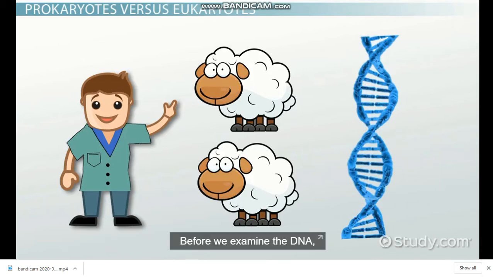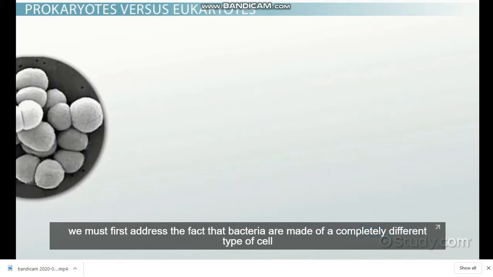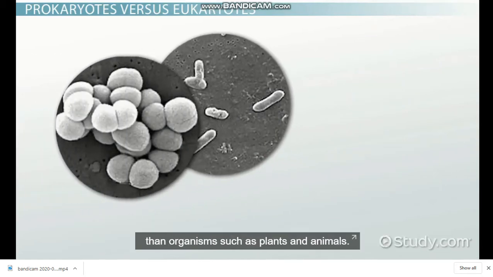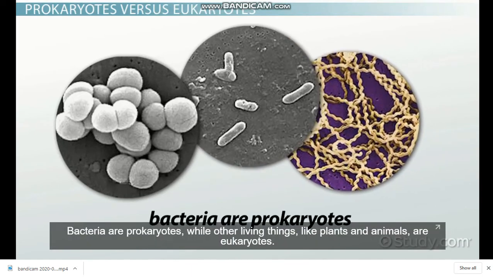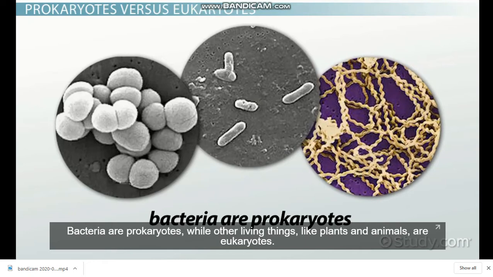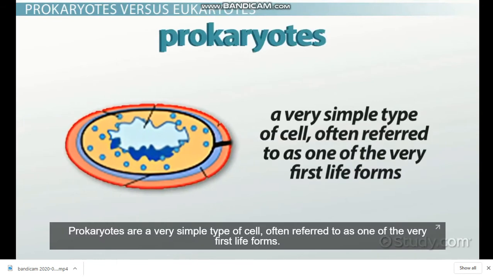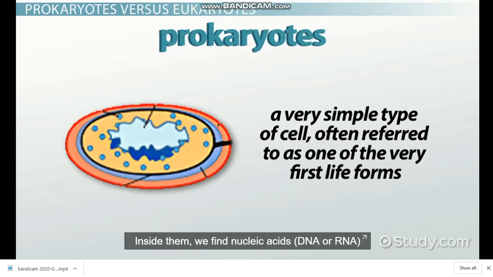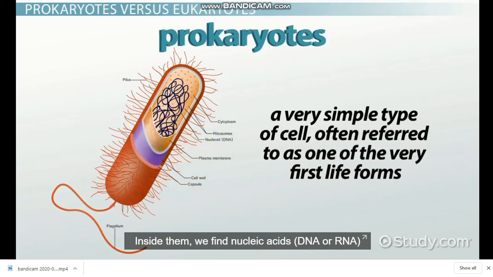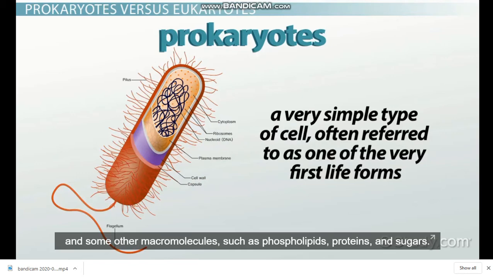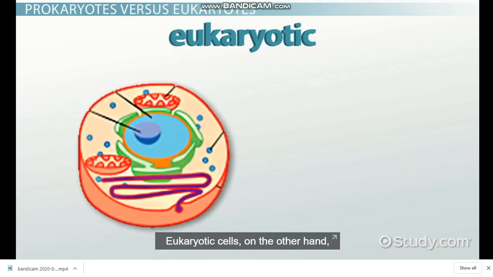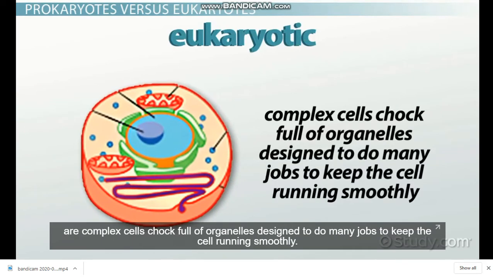Before we examine the DNA, we must first address the fact that bacteria are made of a completely different type of cell than organisms such as plants and animals. Bacteria are prokaryotes, while other living things like plants and animals are eukaryotes. What's the difference? Prokaryotes are a very simple type of cell, often referred to as one of the very first life forms. Inside them, we find nucleic acids, DNA or RNA, and some other macromolecules, such as phospholipids, proteins, and sugars. Eukaryotic cells, on the other hand, are complex cells chock full of organelles designed to do many jobs to keep the cell running smoothly.